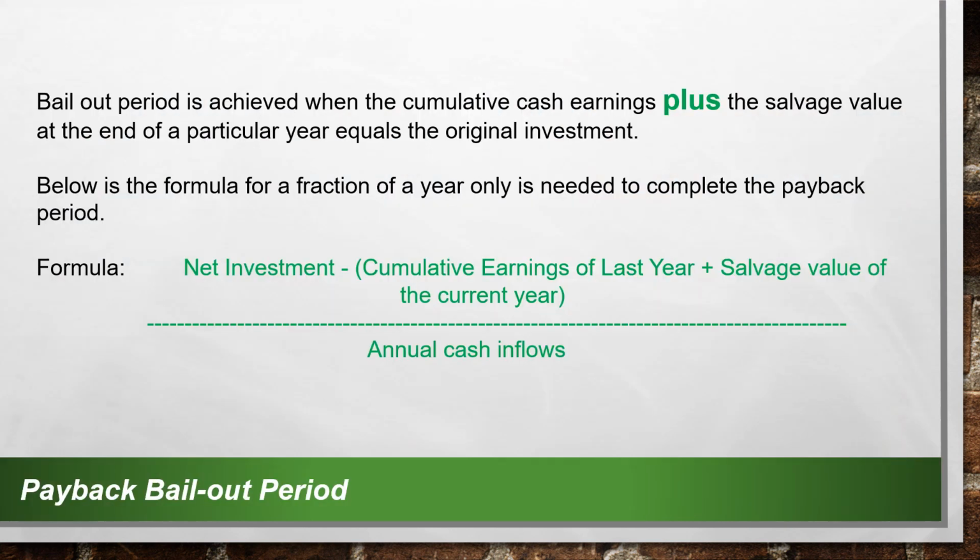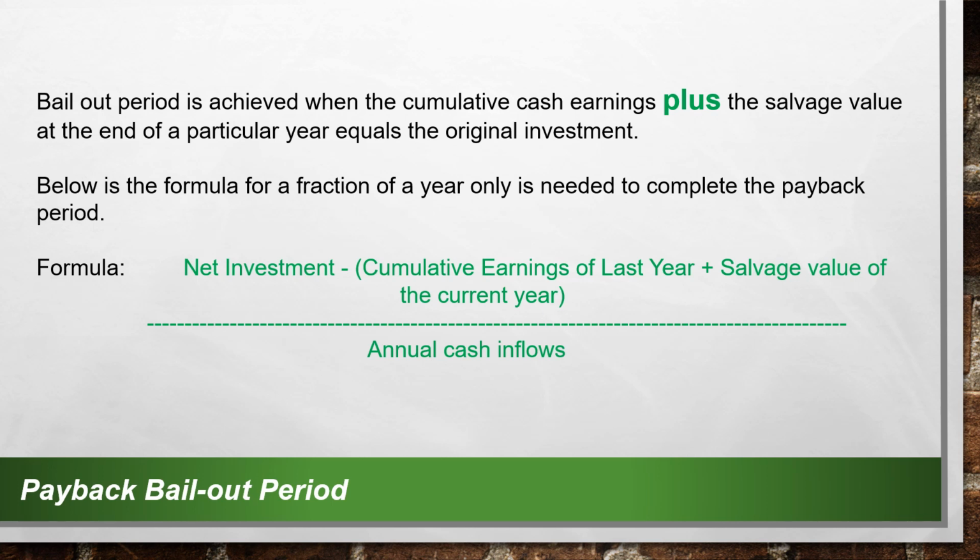So we have here our second non-discounted method. We have the payback bailout period. So payback bailout period is another variation of payback, but here it considers the salvage value of the project. So bailout period is achieved when the cumulative cash earnings plus the salvage value at the end of a particular year equals the original investment.